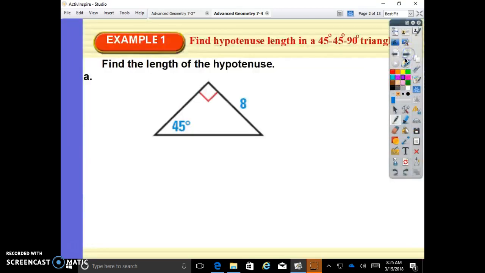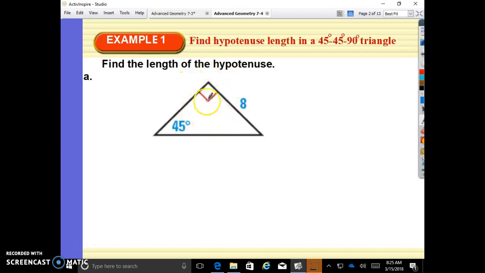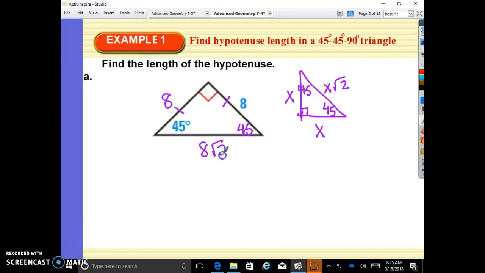Oh, no. Find the length of the hypotenuse. So this is a 45, 45, 90, right? 90 degrees, that's 45, making this 45 because all angles add up to 180. So it's an isosceles right triangle. So this is 8, this is 8 because it's isosceles, and we have special right triangles. So a 45, 45, 90 will always be x, x, x rad 2. So if this is 8 and this is 8, then this is 8 rad 2.